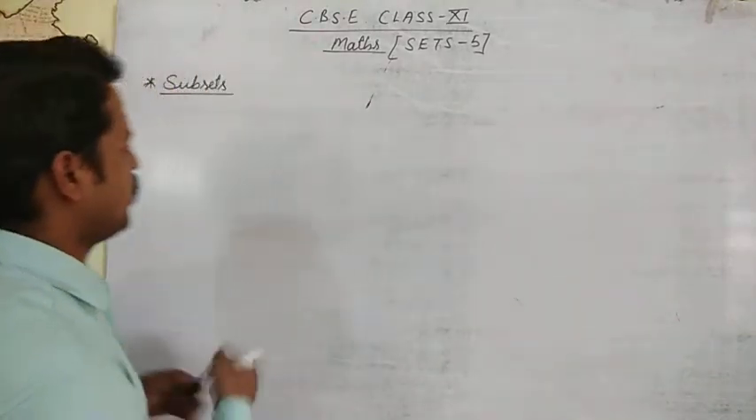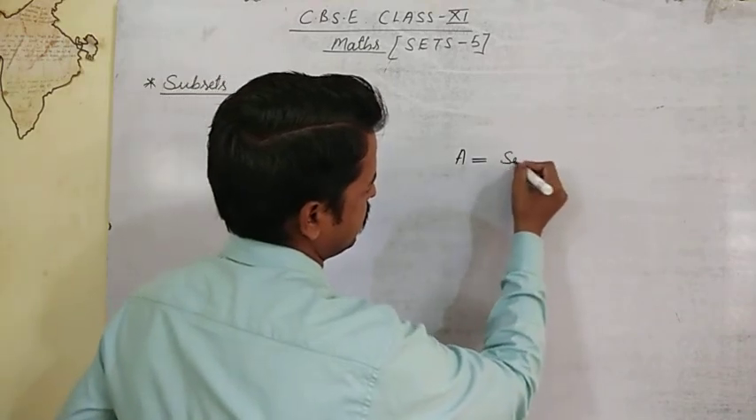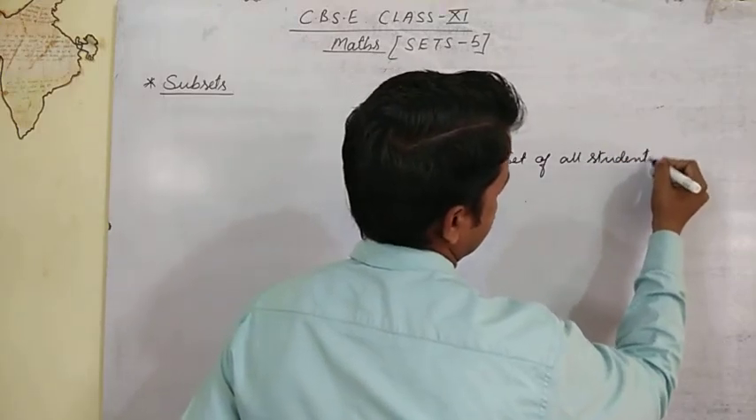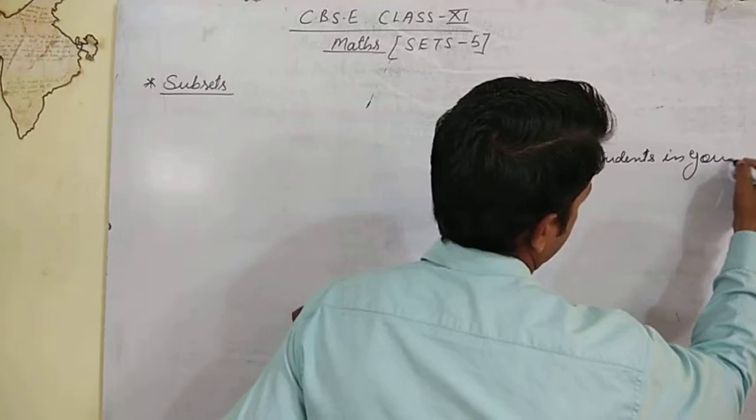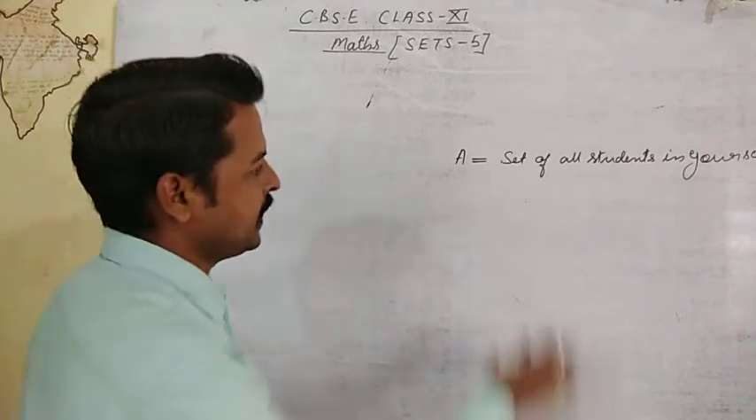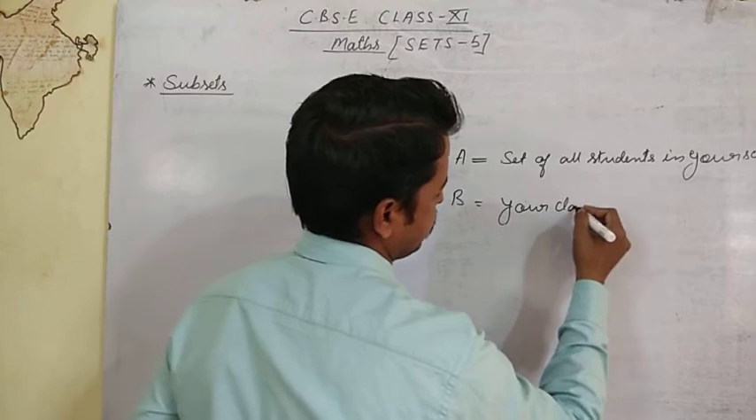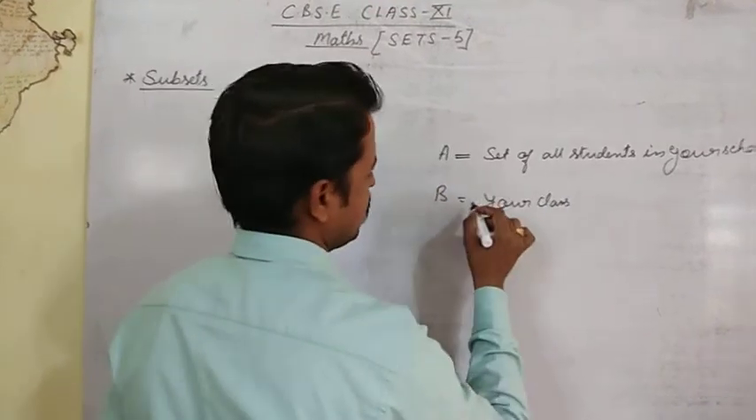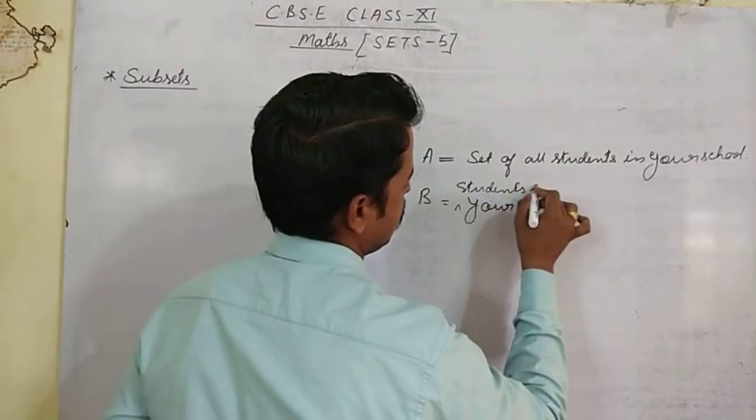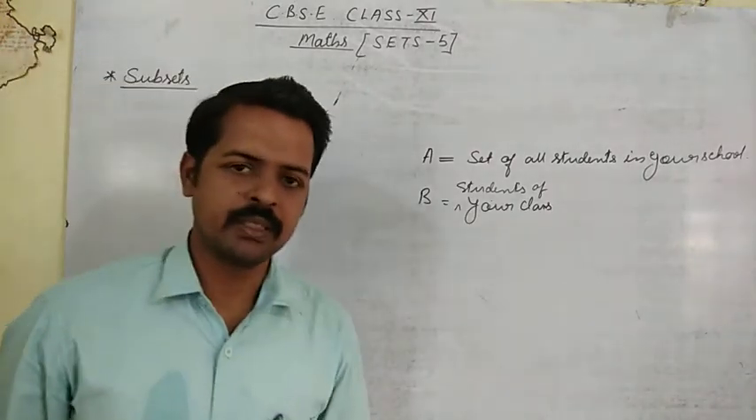Suppose A is a set of all students in your school. And B is the set of students of your class. Sorry, I just forgot to write that. Now I am going to ask a simple question.